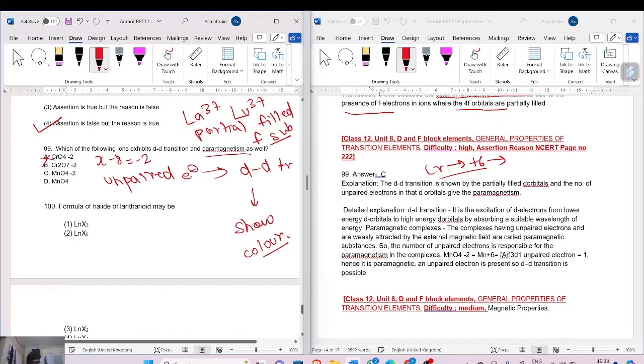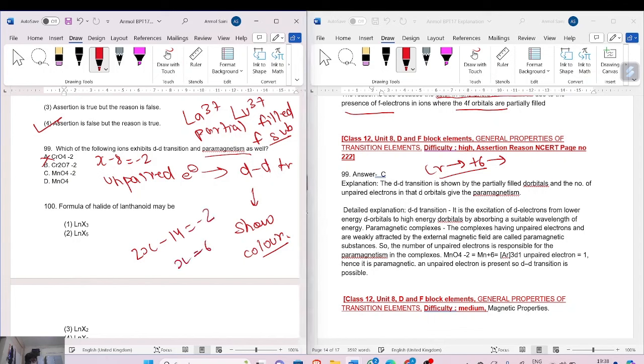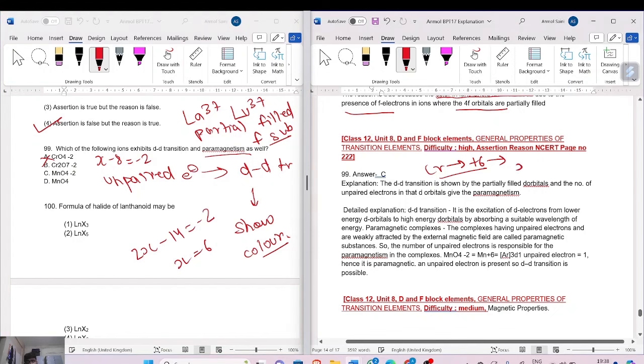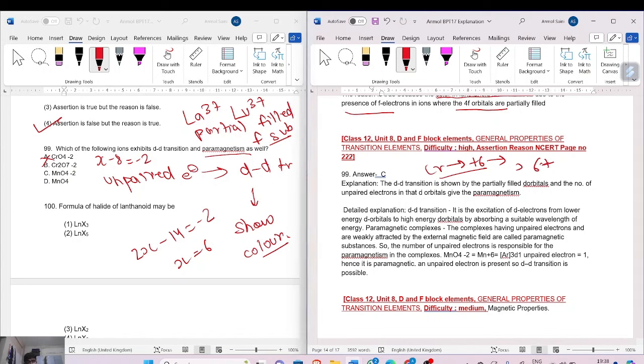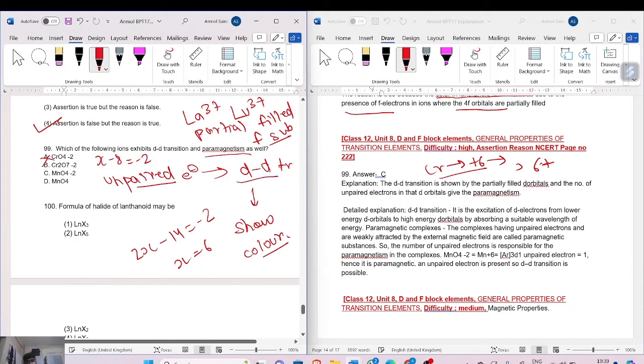Similarly, we can check for Cr2O7 2-. For Cr2O7 2-, 2x - 14 = -2. Here also we get x = 6, meaning in the second part also chromium is in the +6 oxidation state. So in the +6 oxidation state, it will not have a partially filled d subshell, so it will not have an unpaired electron, so it will not undergo d-d transitions, meaning it will not show color.